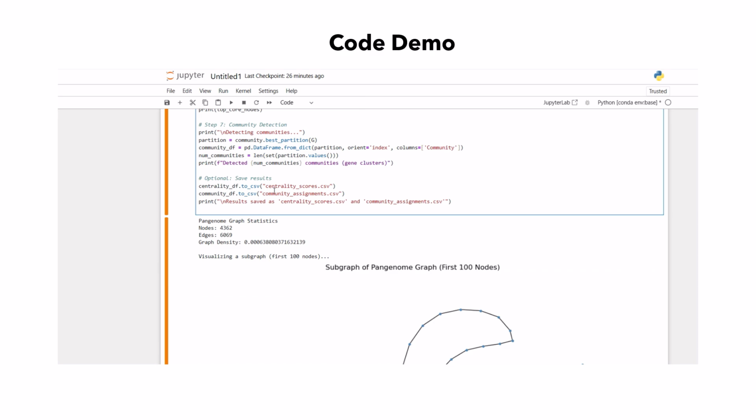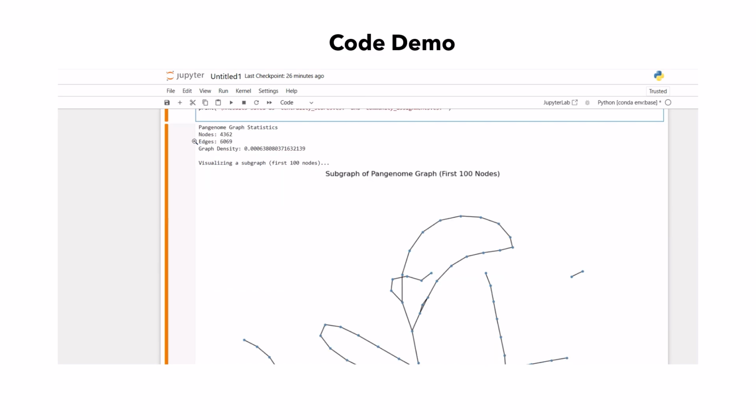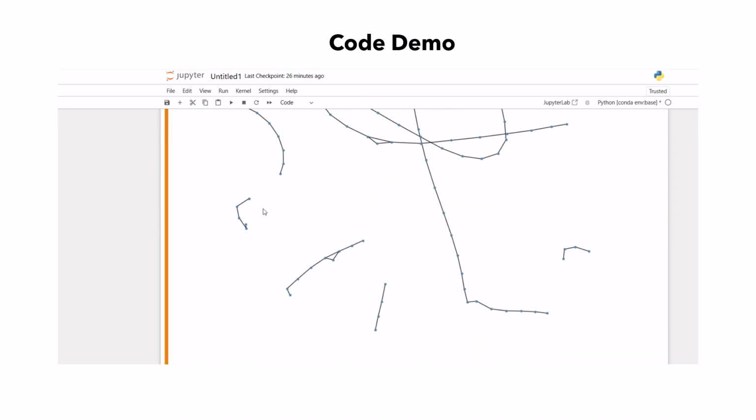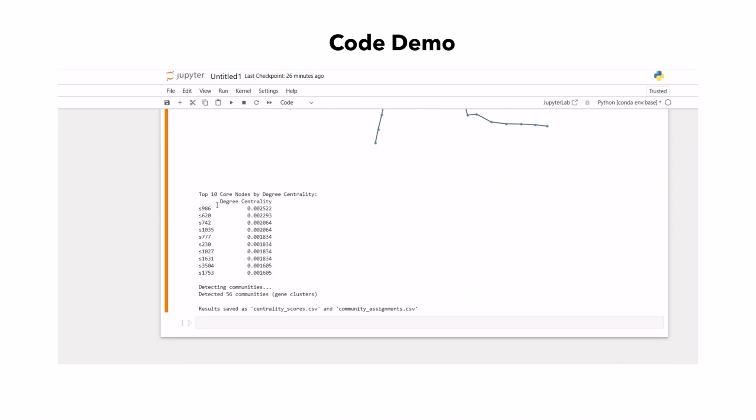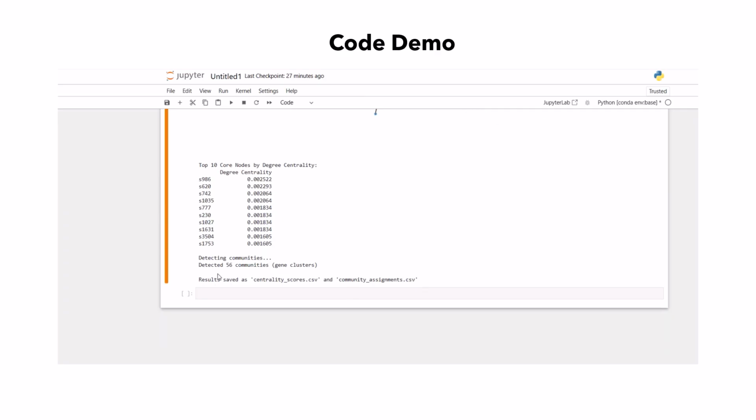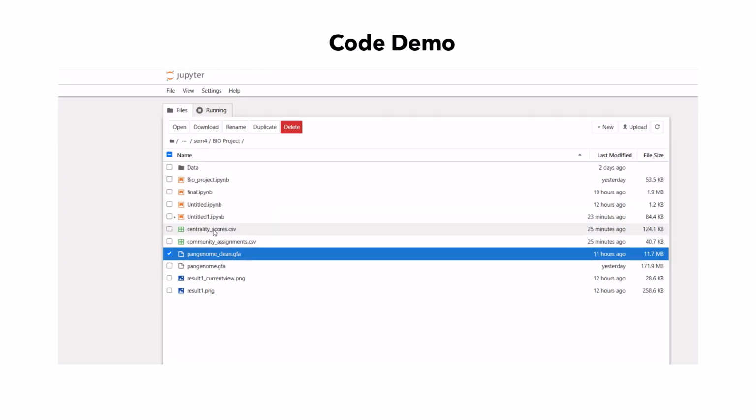And by running this code, we obtained these results: the number of nodes as 4,362, edges 6,069, then the graph density, and this is the subgraph representation. And these are the top 10 core nodes by degree centrality. So we find this degree centrality, and we are printing the top 10 core nodes. Then we detected 56 communities, that is the gene clusters, and the centrality scores and community assignments are saved here in CSV file format.